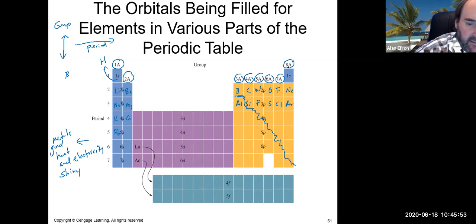Above the staircase to the right, where the staircase comes through, these are all nonmetals. And nonmetals are pretty much the opposite. They're dull, brittle. They're bad conductors of heat and electricity.